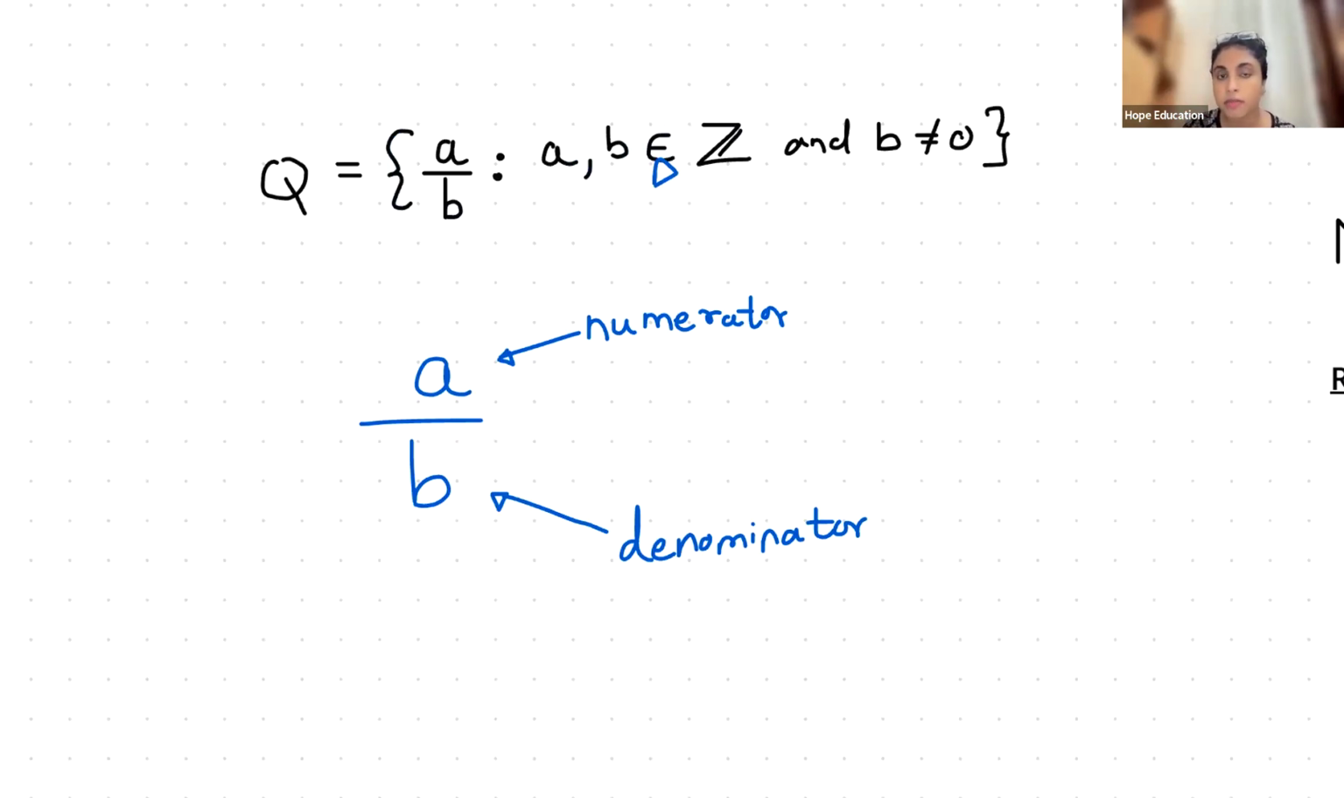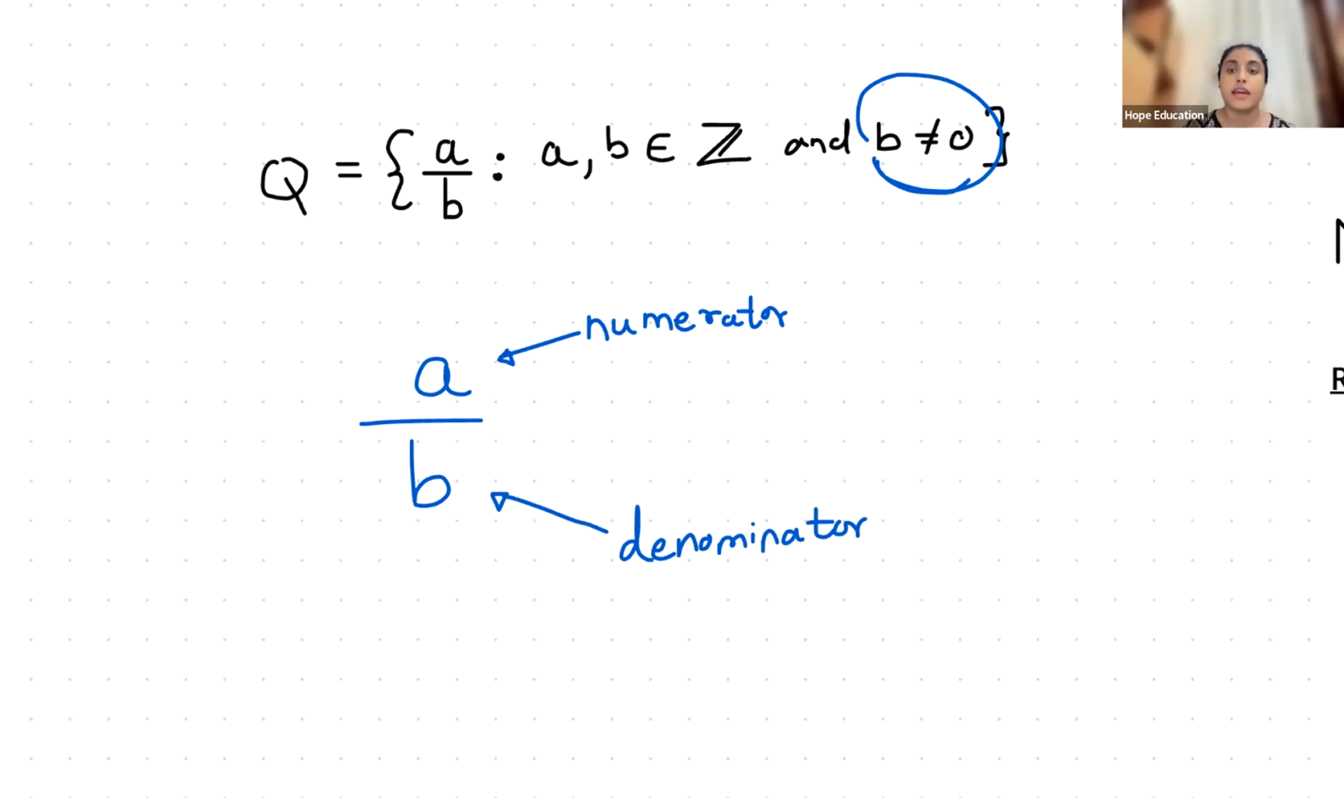So A is the numerator, B is the denominator. They should be a part of Z. And you know Z means integers. So both A and B must be integers. A and B, both of them must be integers. However, B, which is the denominator, cannot be 0. So these are our conditions. Any fraction or any number that meets these requirements, we call it a rational number. Okay? A rational number has to be a fraction where the numerator and the denominator, both of them, should be integers, and the denominator cannot be 0.